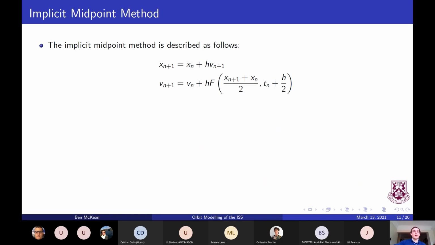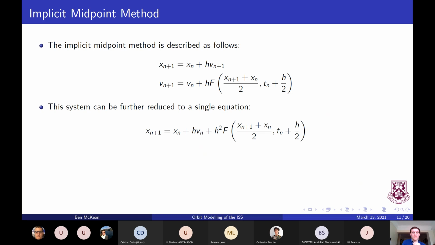So further questions we could ask are, do multiple methods exist and how do we find the best one? So if we start with what's called the implicit midpoint method here, which describes how the position and velocity update in time as follows. And if we notice that Vn+1 occurs in both equations, we can sub the second equation into the first to get one long equation for the position. And we see that xn+1 appears on both sides of the equation.